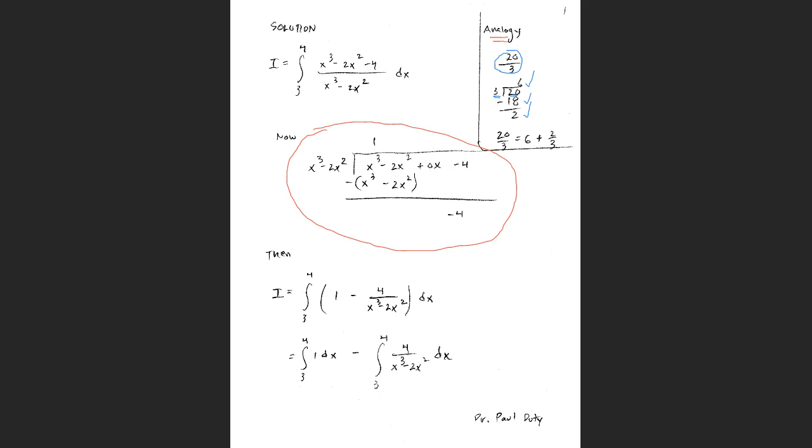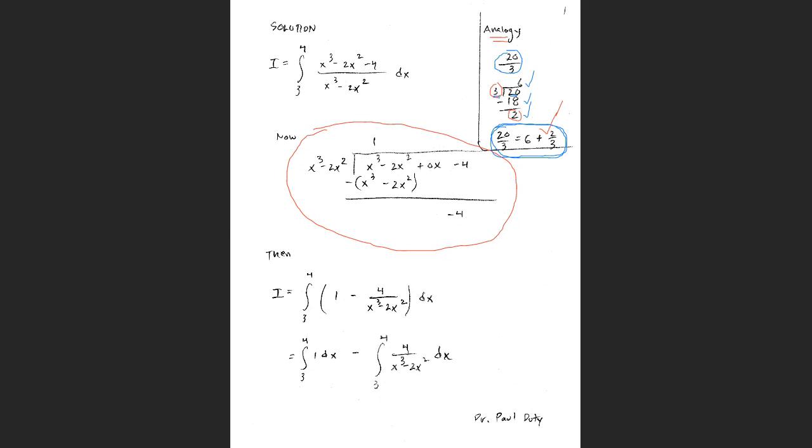But that means we can write 20/3 as 6 plus 2/3, right? We can take the remainder of 2 and put it over what we're dividing by, 3, and we can write 20/3 as 6 plus 2/3. The analogy is the same when we're dividing a polynomial by another polynomial.